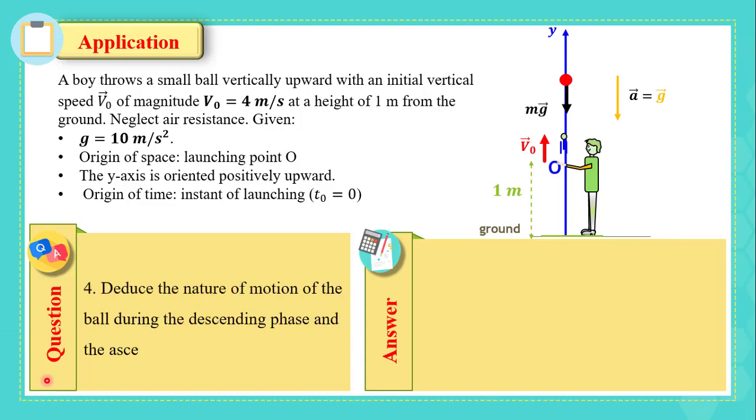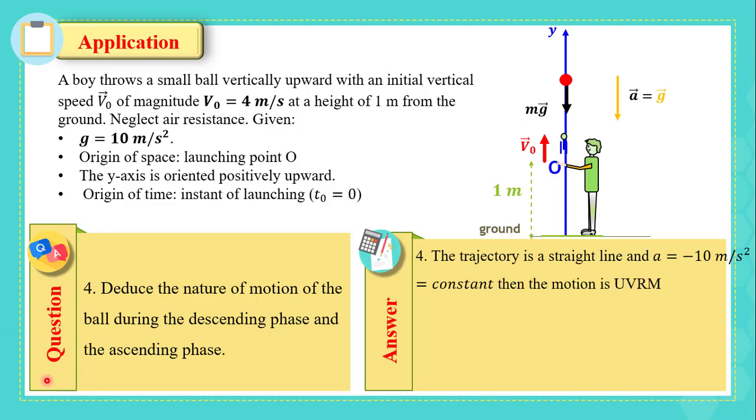Now we are asked to deduce the nature of motion of the ball during the descending phase and the ascending phase. Actually, in both phases, the trajectory is a straight line and the acceleration is equal to -10 meters per second squared, which is constant. Then the motion is uniformly varied rectilinear motion.